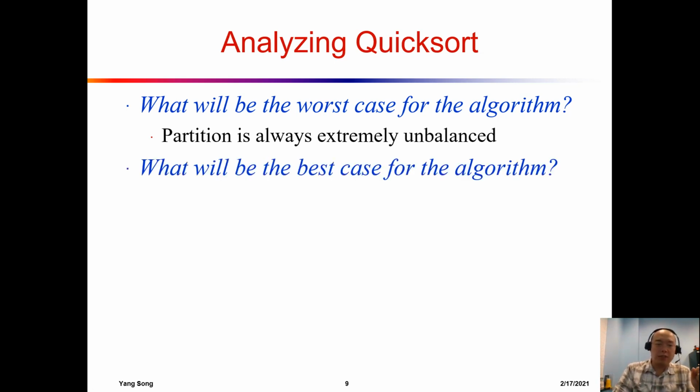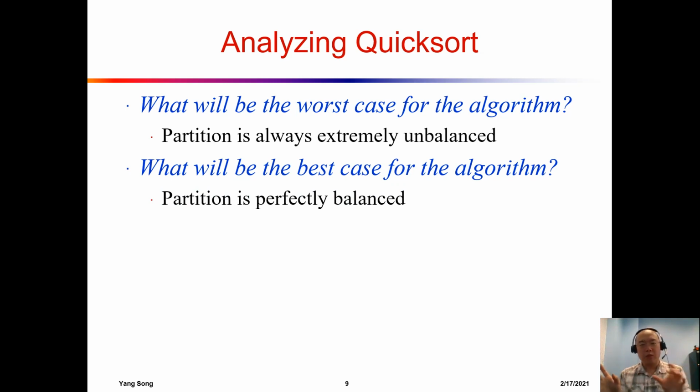And to answer the next question, what will be the best case of the algorithm? We have also talked about that. That will happen when the partition is perfectly balanced, so we have a 50-50% partition.